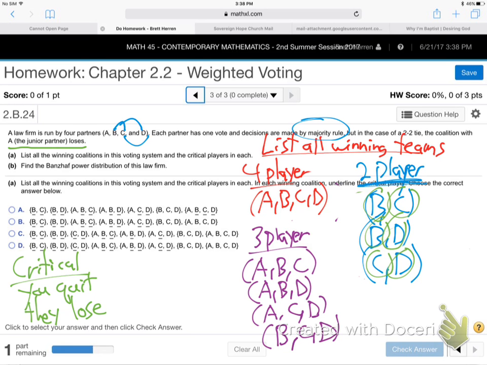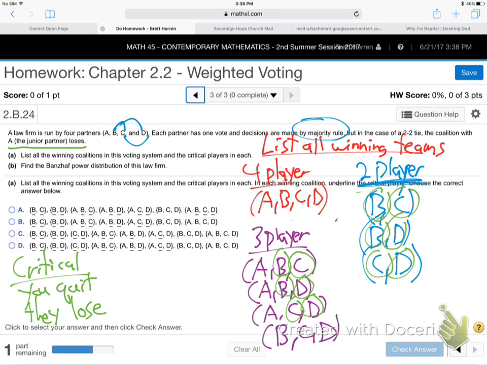But how about B? If B drops out, does the AC team lose? Yes, they do, because they're only two, and they've got the junior. So they lose. So B is critical there. How about C? If C drops out, does the AB team lose? Yes, they do, because again, they're only two, and they have the junior, so they lose. So see how B and C are critical there, but A is not? Does that make sense? And then that's just going to continue here.